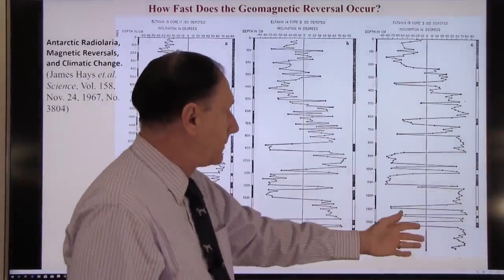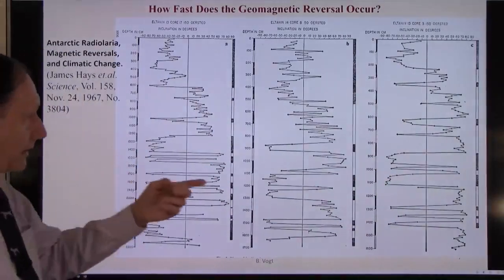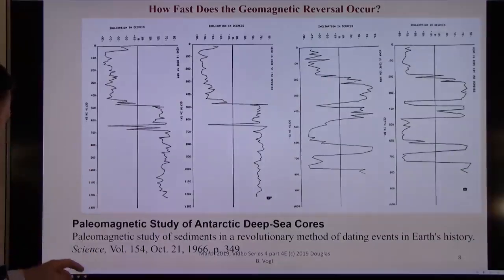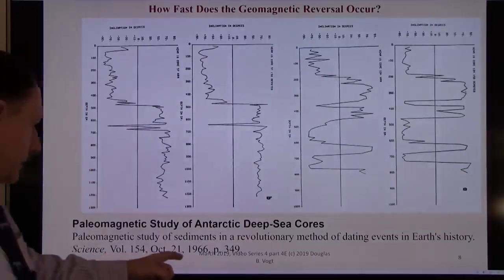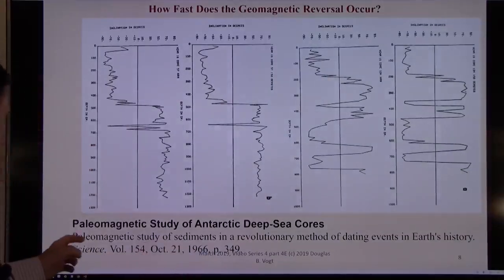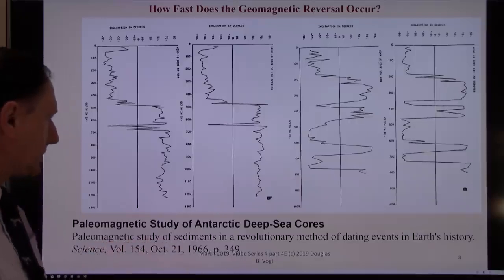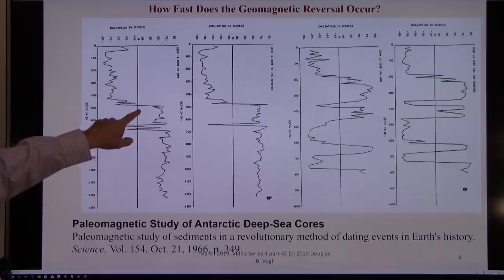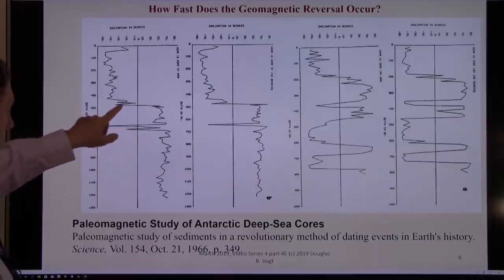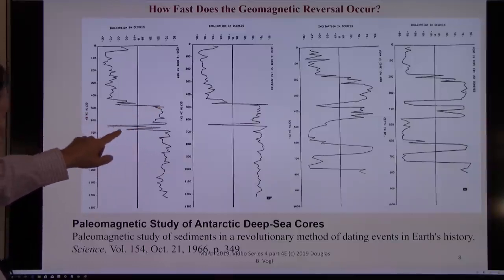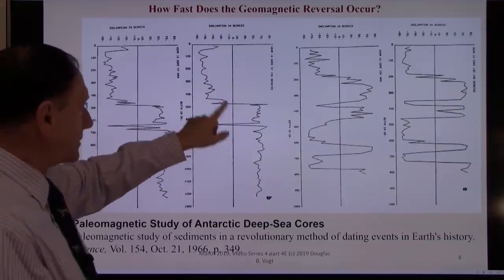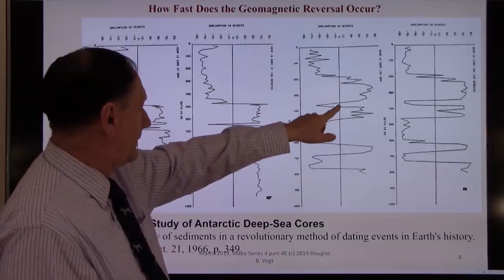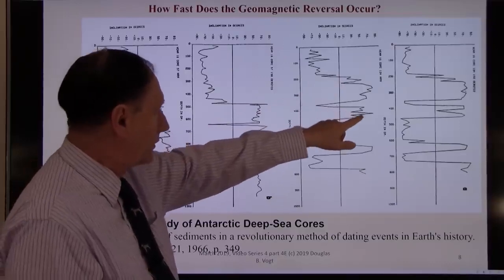Anyway, these are the samples that Hayes had generated. This is another test from another scientist. I can't remember his name. Paleomagnetic study of Antarctic deep sea cores. And again, you see 500 centimeters down, or 5 meters, an immediate turn. Here, here. Same thing here, about the same distance. Here he's got one at 200 centimeters, then 350, then it reverses shortly.